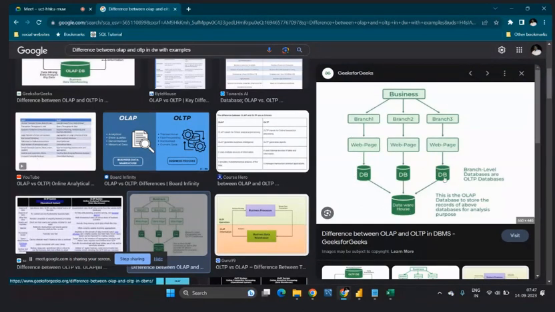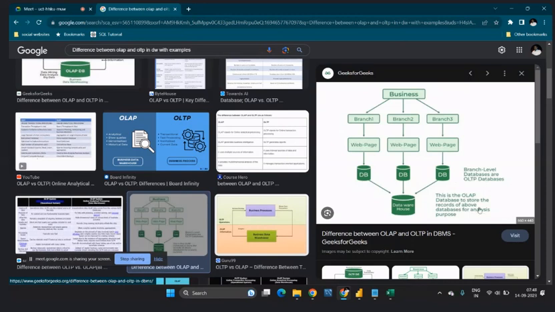What we call online transactions belong to OLTP, online transaction processing. OLAP means online analytical processing. Data engineering people work on OLTP databases. The data analytics team works on OLAP databases.